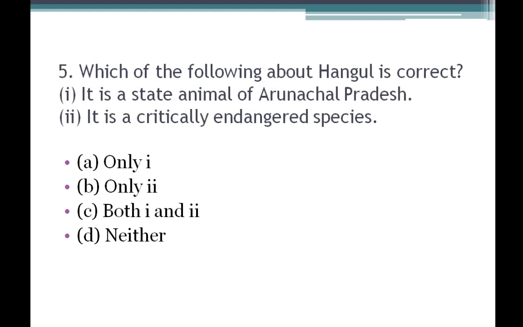Question number 5. Which of the following about Hangul is correct? 1. It is a state animal of Arunachal Pradesh. Number 2. It is a critically endangered species. So the correct option is option B, that is only 2. Hangul is a state animal of Jammu and Kashmir, not Arunachal Pradesh.